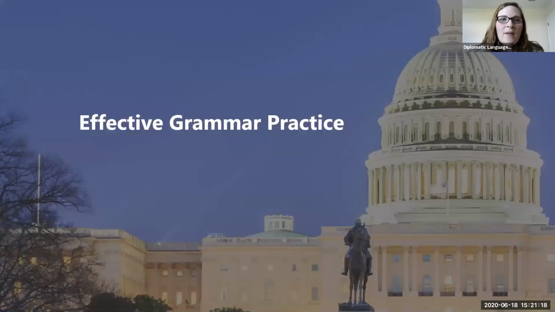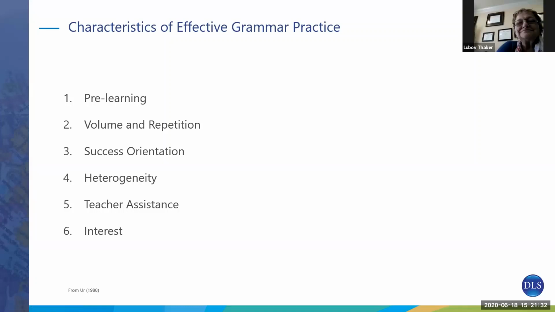So let's talk a little bit about some of the characteristics of effective grammar practice, what research has shown. So these characteristics were taken from Penny Ur, who wrote a book in the ESL, the English as a second language context, on grammar activities. She's one of the experts in the ESL field. And these were things that she identified as important elements of effective grammar practice.